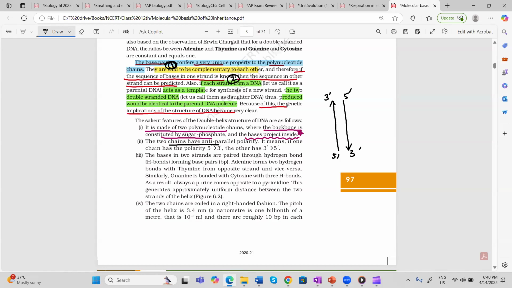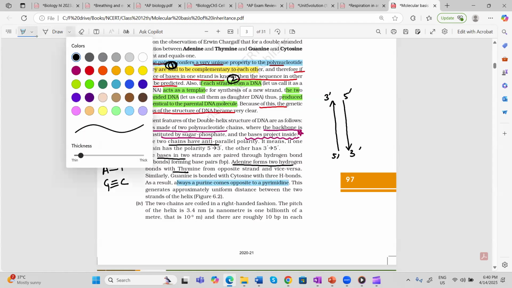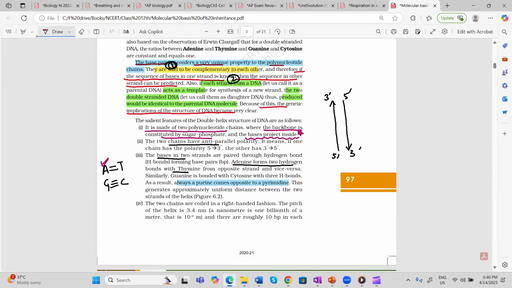The bases in the two strands are held by hydrogen bonds. Adenine will make two hydrogen bonds with thymine. So you can write down: A pairs with thymine by 2 hydrogen bonds and G pairs with cytosine by 3 hydrogen bonds. As a result, always a purine comes opposite to a pyrimidine. You know very well, A is a purine, T is a pyrimidine, G is a purine, C is a pyrimidine. Clear? So a uniform distance is maintained between the two strands.